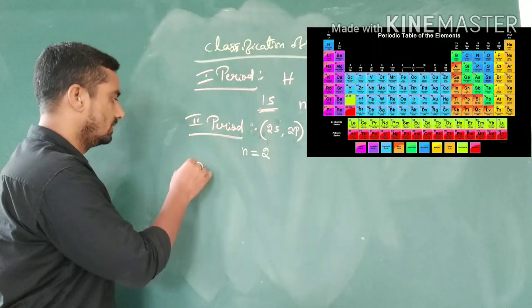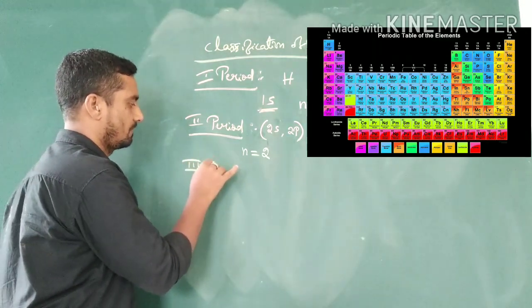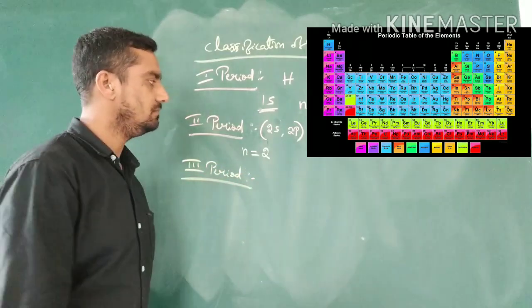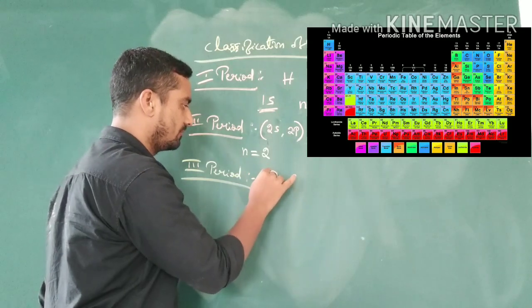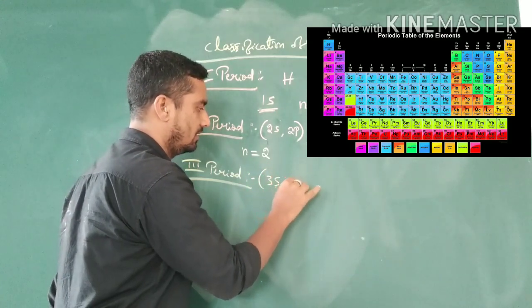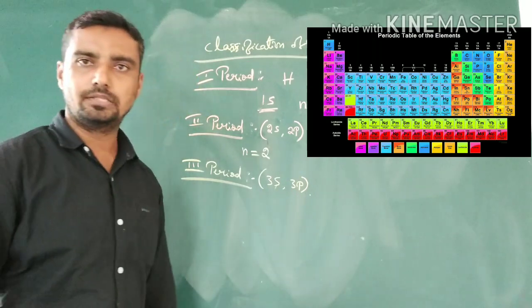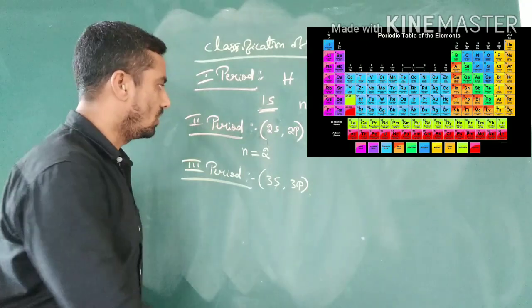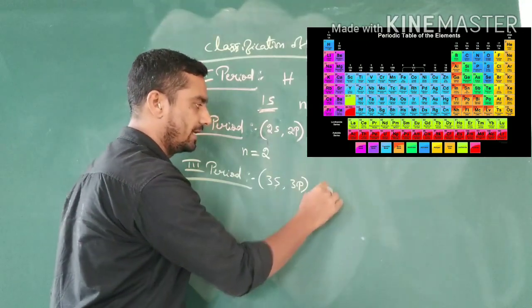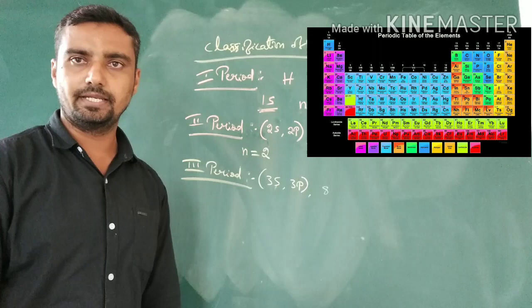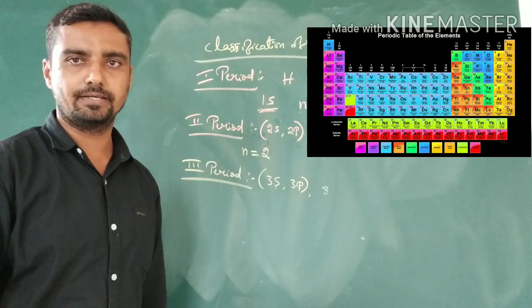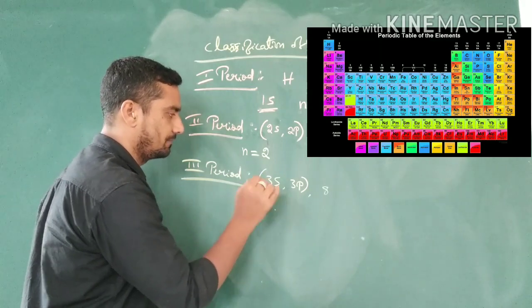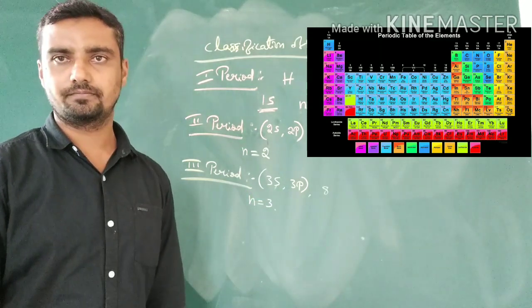Come to the third period. The orbitals involved are 3s and 3p. These orbitals are involved in the third period. Here also there will be 8 elements. The principal quantum number for this one is n equals 3.